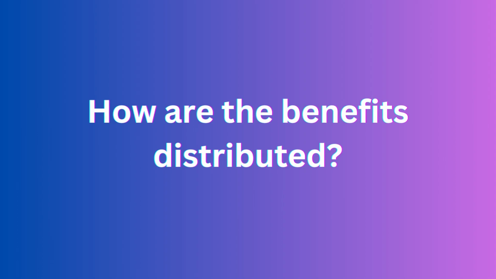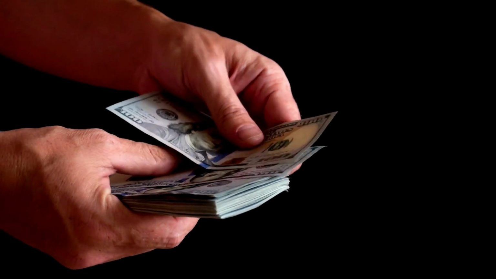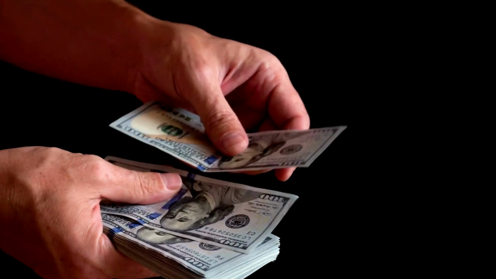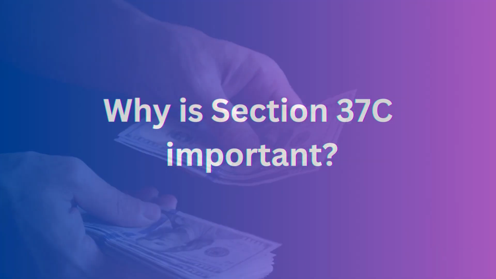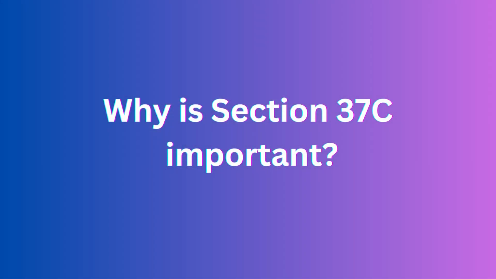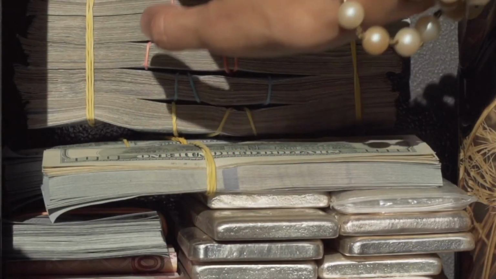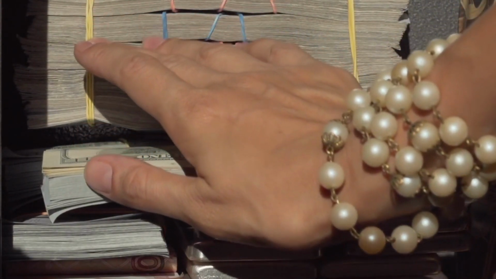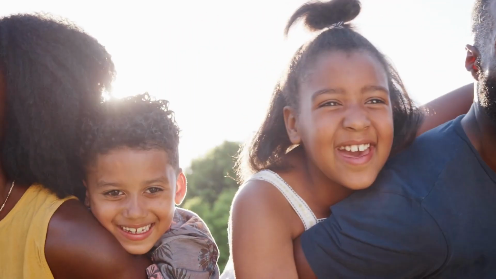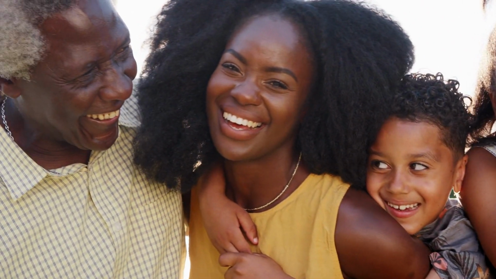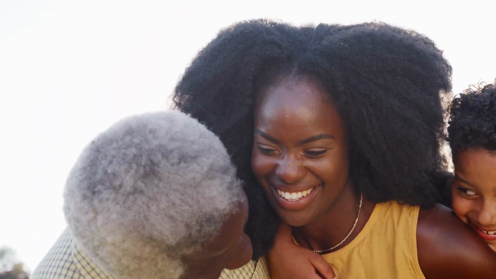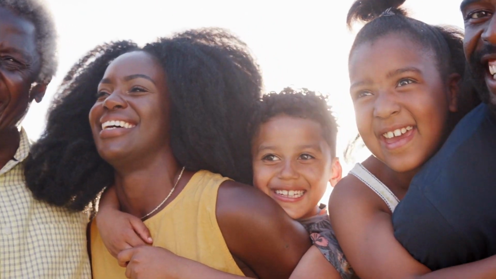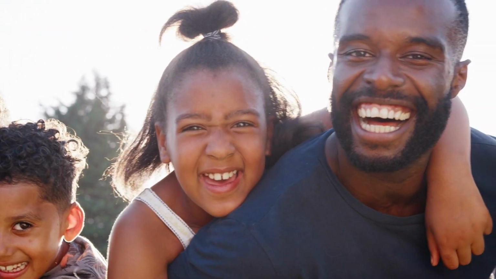The benefits due to the dependents are usually paid out as a lump sum or an annuity depending on the member's contributions, length of membership, and number of dependents. Section 37C is crucial because it ensures that dependents of deceased members receive financial support and prevents disputes among family members over the distribution of the benefits. In conclusion, Section 37C of the Pension Funds Act is a complex but vital topic to understand if you're a retirement fund member or have dependents who may be eligible for benefits in the event of your death.